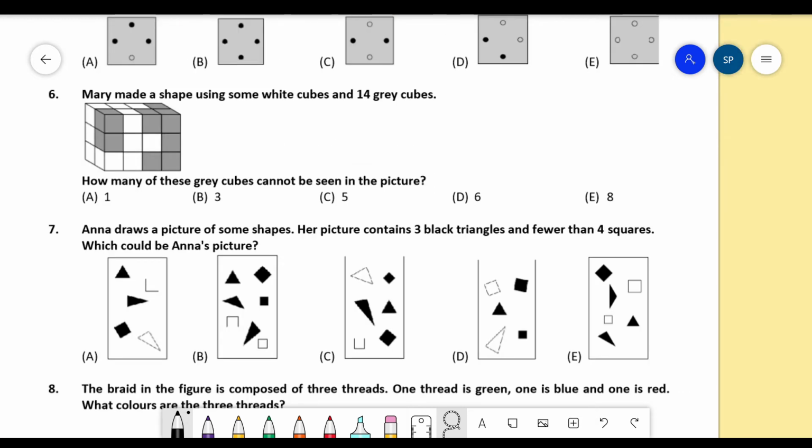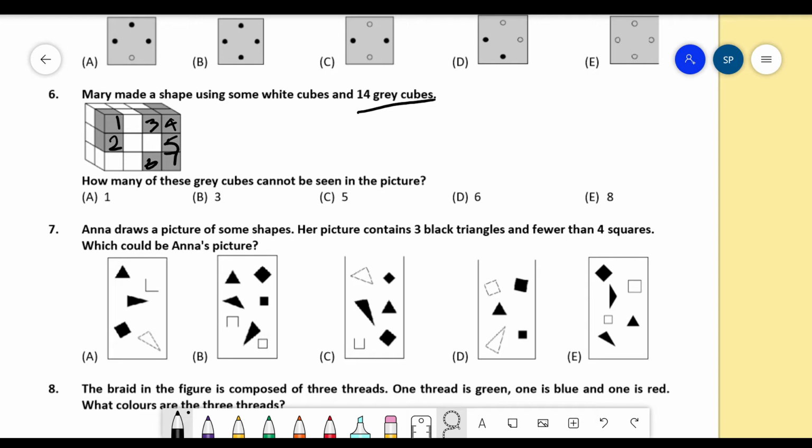6. Mary made a shape using some white cubes and 14 gray cubes. How many of these gray cubes cannot be seen in the picture? Okay, we already have 1 gray cube, 2, 3, 4, 5, 6, 7.